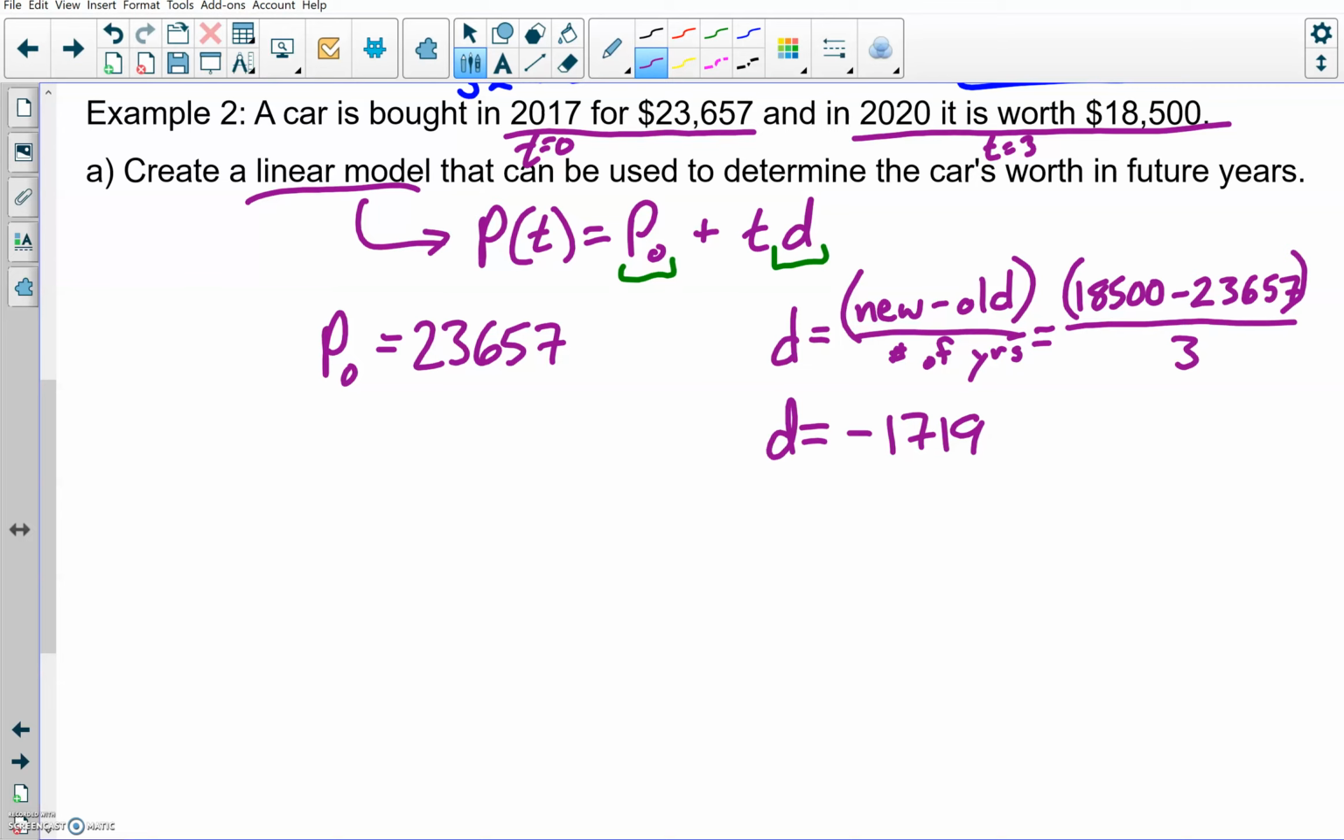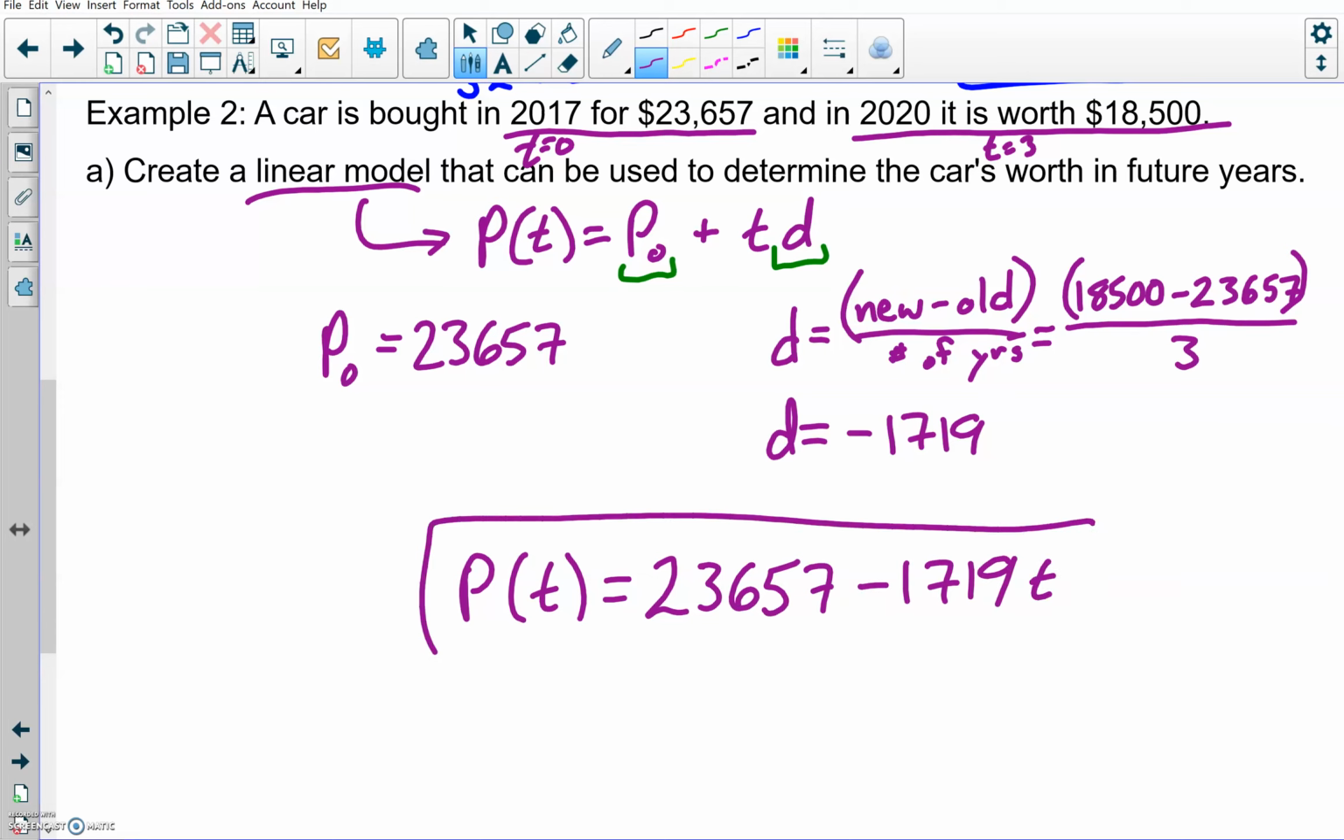P naught is 23,657. So we can form a model, and we'll have this: 23,657 minus 1719 times t. And that would be the answer to part A.